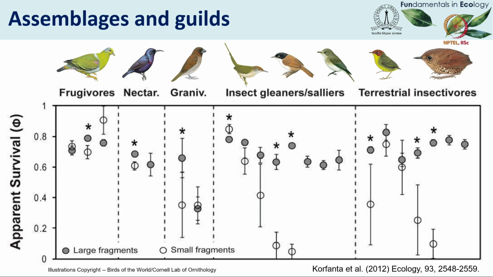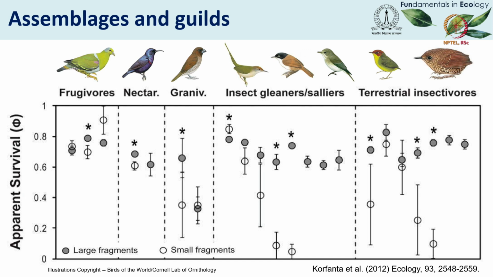This is a very common way in which ecologists divide or define species based on some important ecological property of those species. In this case, this is diet. What is happening here is that you want to understand the survival rate, and that's on the y-axis, the survival rate of a species from one year to the next.